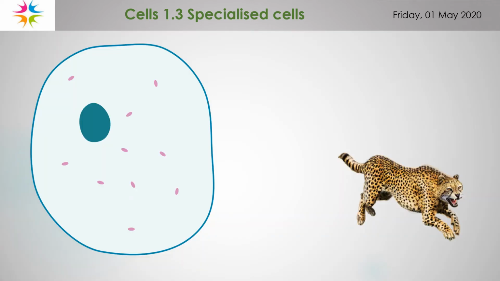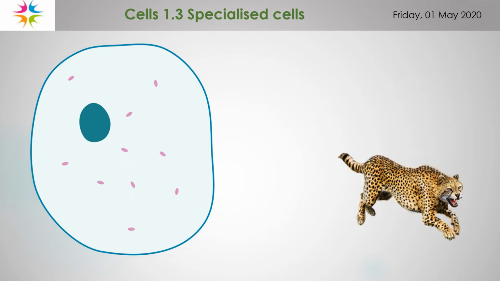Okay, here is an animal cell, and we need to know the name of the blue line around the outside. We need to know the name of the blue blob in the middle, and we need to know the purple dots, and we need to know the pale blue area which surrounds all the contents of the cell. Let's see how we did.